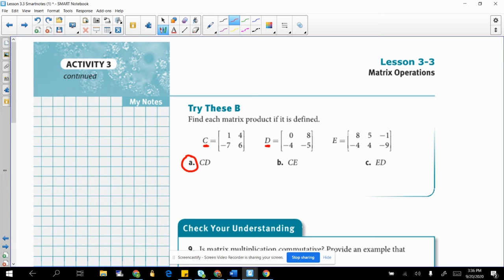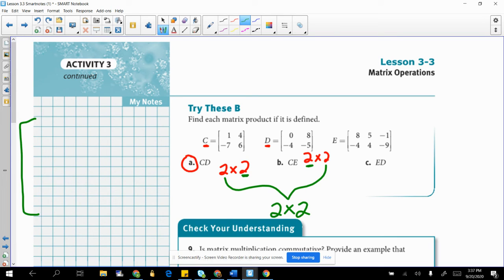Okay. And so first thing I want you guys to get in the habit of doing is realizing, okay, C is a 2 by 2. D is a 2 by 2. So first thing we need to check, do those inner numbers match up? Yes, they do. So then we know our solution or our product should also be, because we're using those outer numbers, it's going to be a 2 by 2. Okay, so I'm going to write that over here pretty big so that we have room.